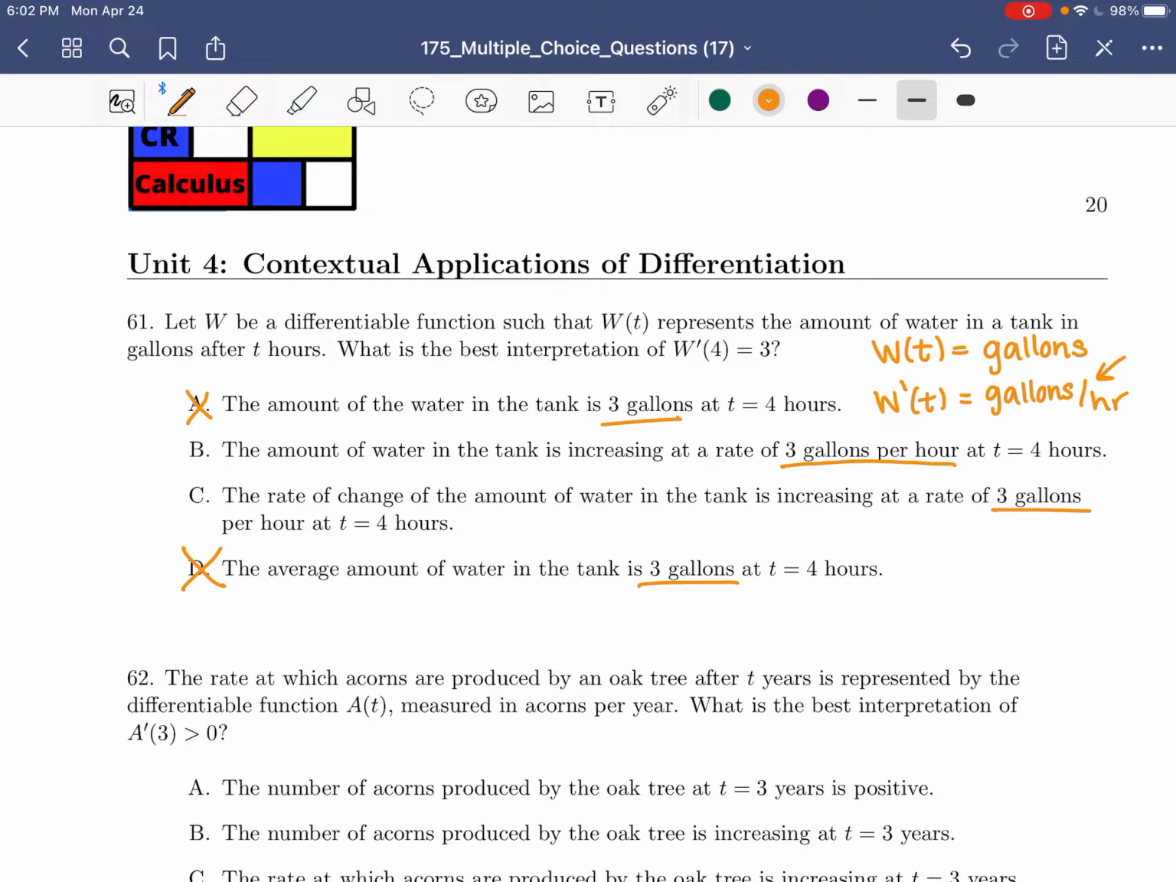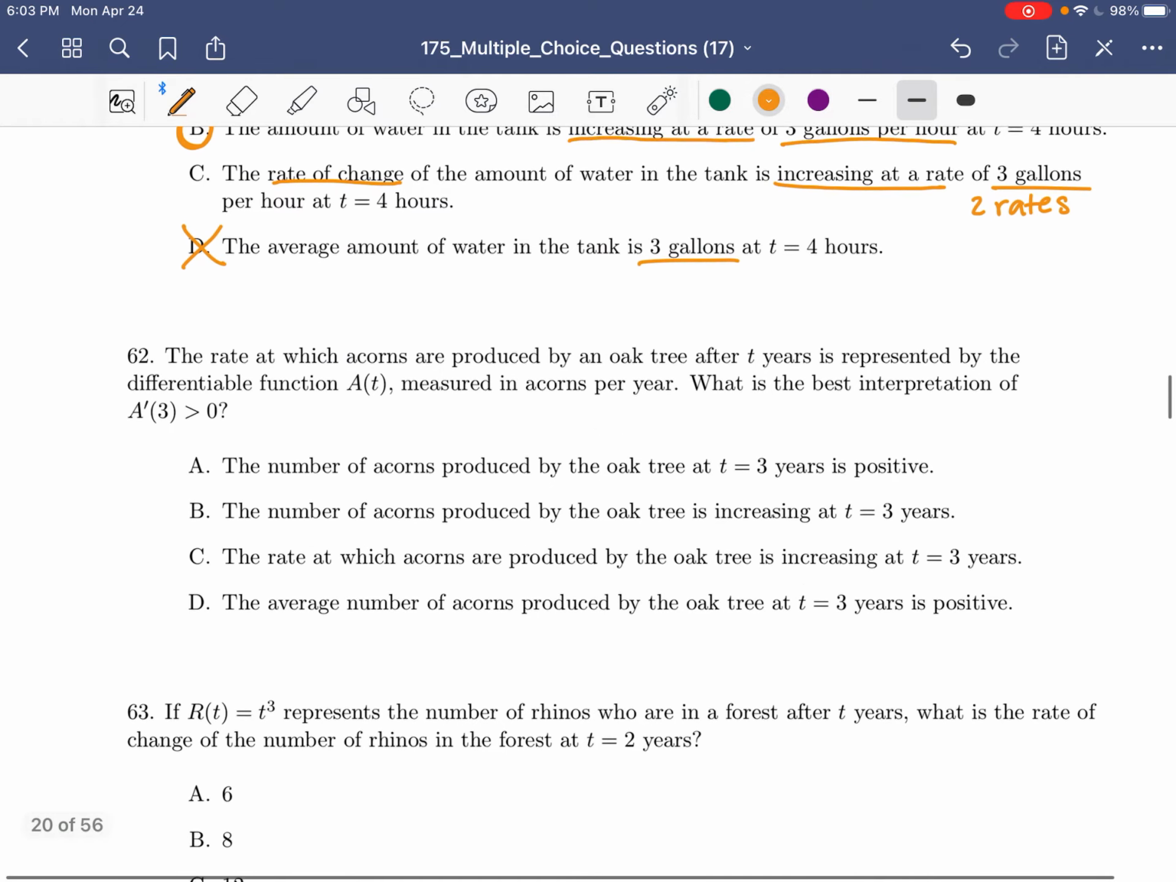So this is really just one rate. So we should be counting the words that mean rate and seeing how many that we have. So the words increasing at a rate, that's 1. C says the rate of change is increasing at a rate. That's 2 rates, which does not match since we only have W prime instead of W second derivative. So B is going to be our answer here.